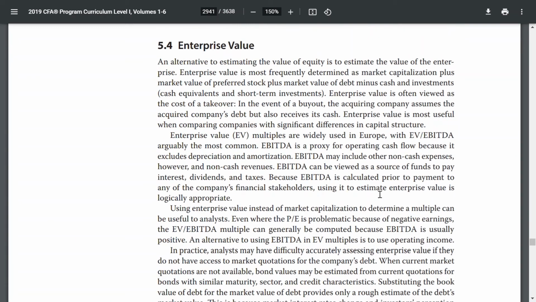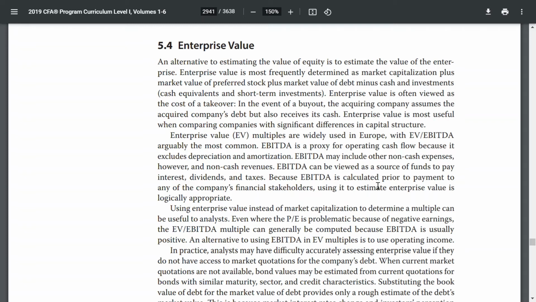Enterprise value, we actually talked about this briefly. An alternative to estimating the value of equity is to estimate the value of the enterprise. Enterprise value is most frequently determined as market capitalization plus market value of preferred stock plus market value of debt minus cash and investments. Enterprise value is often viewed as the cost of a takeover in the event of a buyout, acquisition, or merger. The acquiring company assumes the acquired company's debt, but also receives its cash. Enterprise value is most useful when comparing companies with significant differences in capital structure.